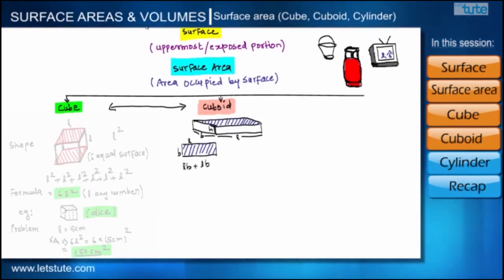Now we will find out the surface area of the front surface. This surface is something like this, having length L and breadth H. So the area of this rectangle would be L into H.